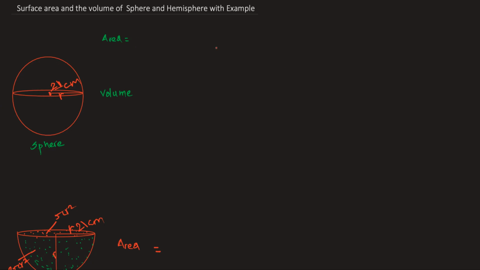Now let us see an example where radius is given as 21 centimeter. We are supposed to find the area and volume of a sphere. So area of sphere is 4 pi r square. The value of r is 21 square. So if we calculate, we will get 5544 centimeter square.